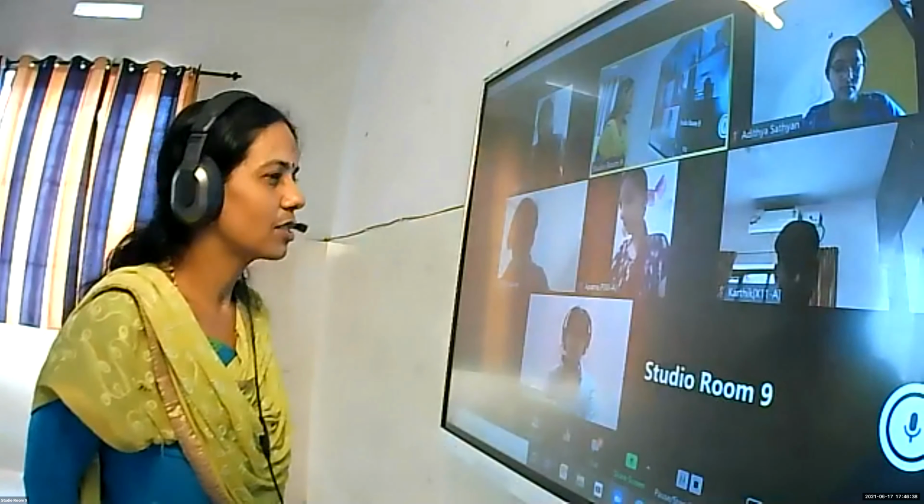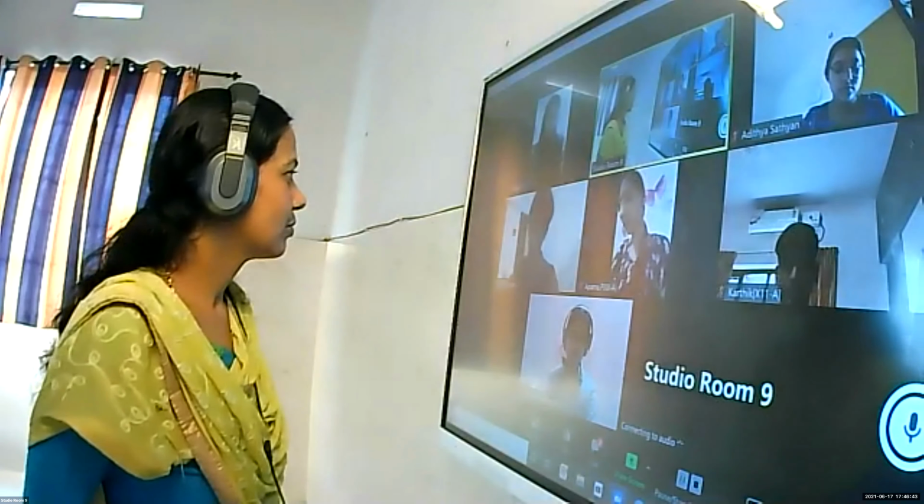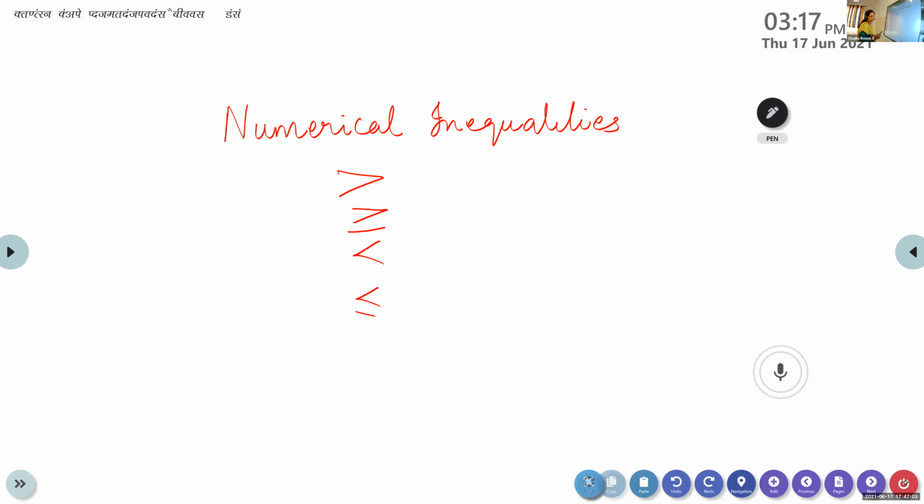Tomlin, can you tell me what are the different signs we are using for representing the inequality? Greater than, less than, greater than or equal to, less than or equal to. Yes. So we are using greater than or equal to, less than or equal to. These are the four signs we use, isn't it?